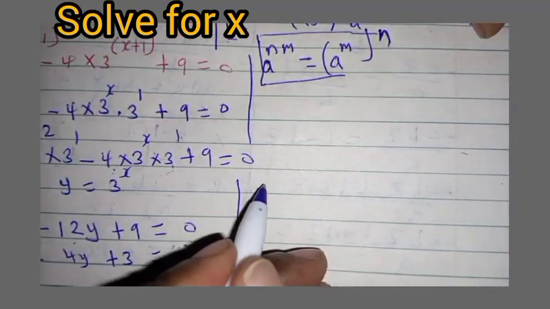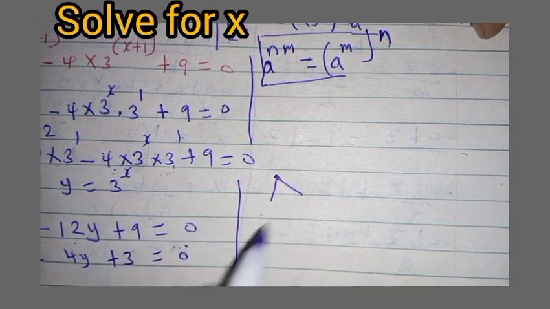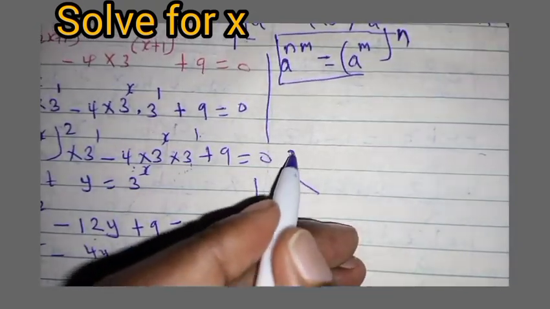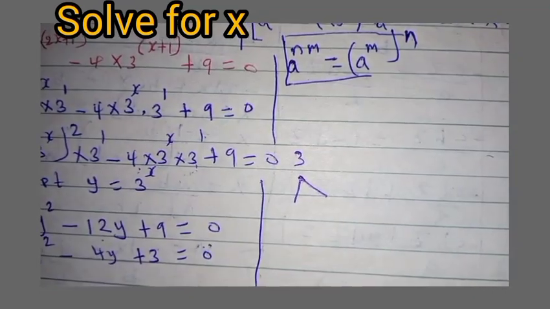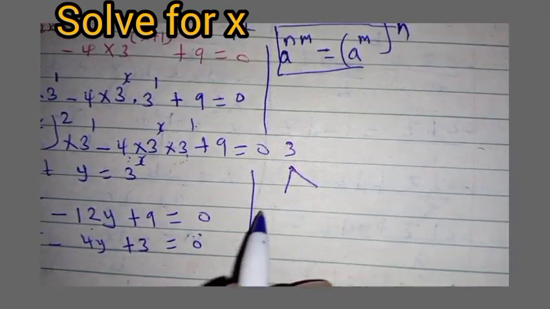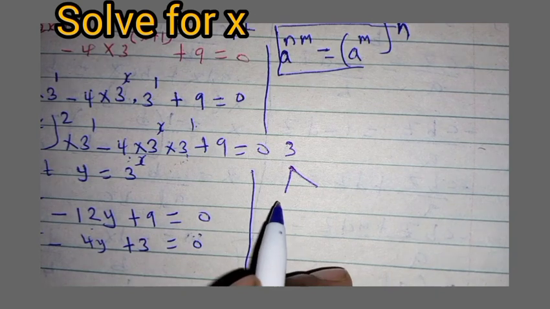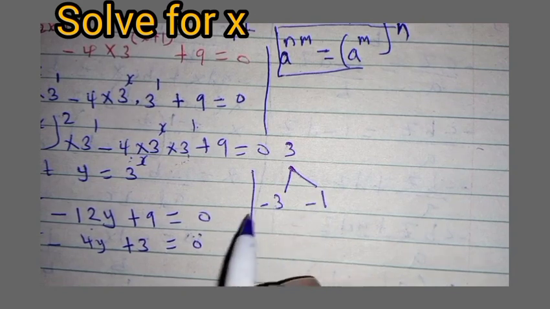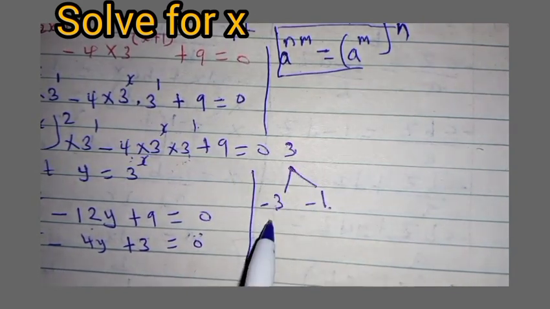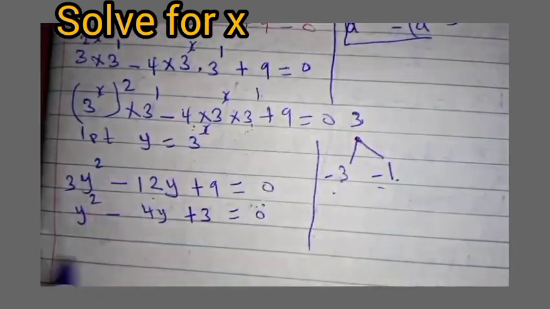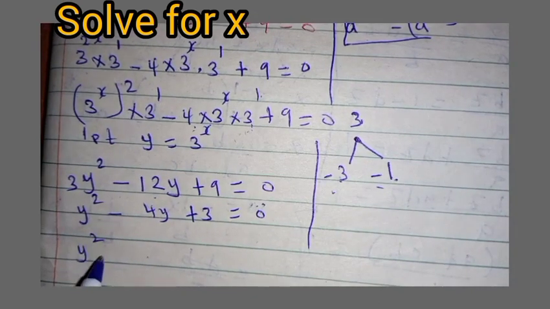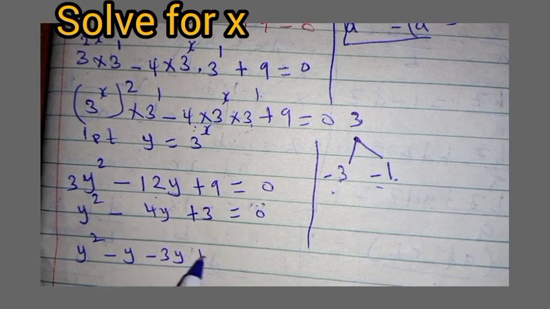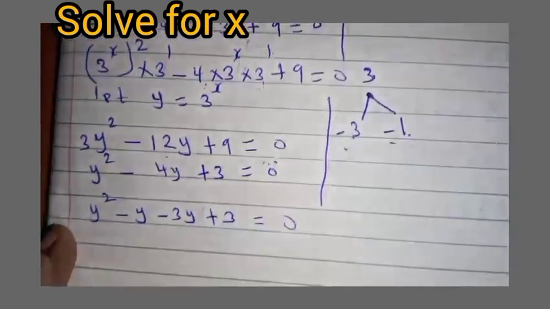Then in this case, we have our product being 3 and our sum being negative 4. So the product of 3 is 3 and 1. Negative 3 times negative 1 is 3. Negative 3 plus negative 1 is negative 4. So we substitute here: y squared minus 3y minus y plus 3 is equal to 0.